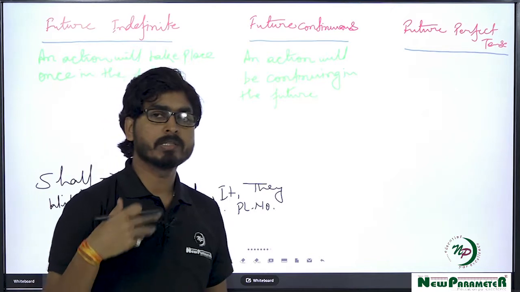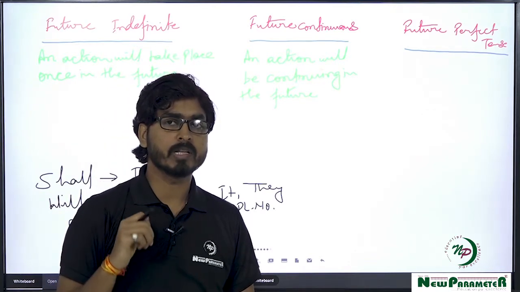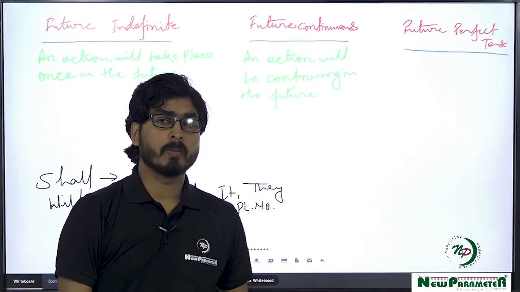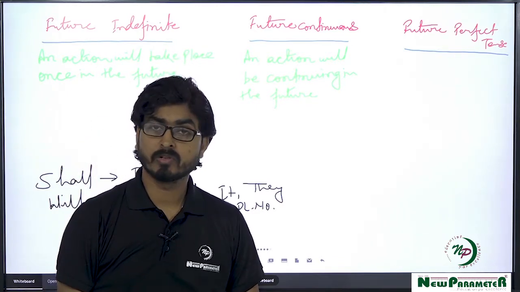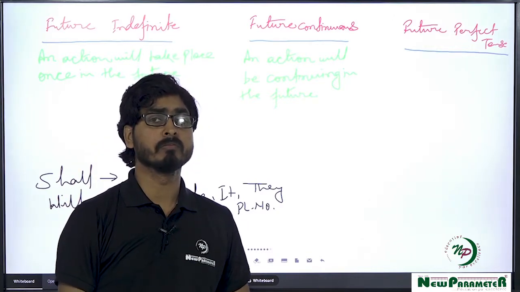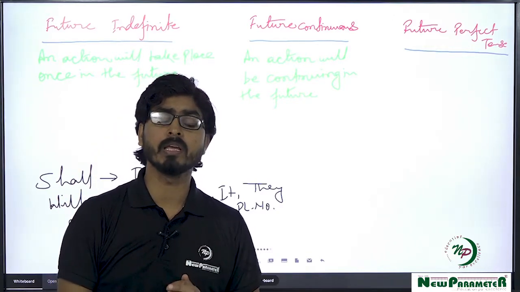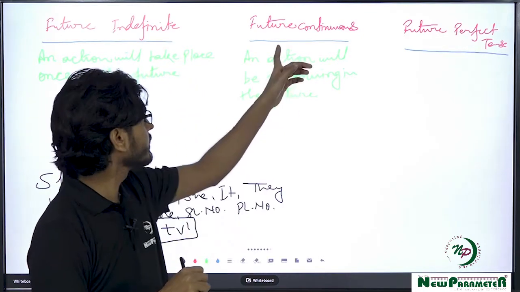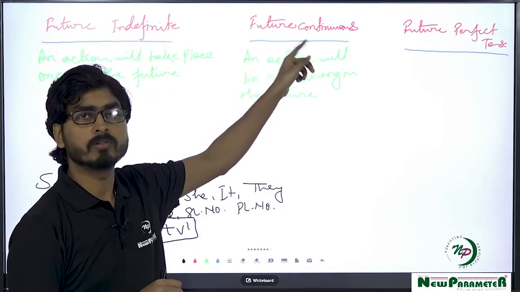Means what? Suppose I say I'll see you. I'll see you means what? I'll see you only once in the future. And what happens? I say I'll be seeing you means what? I'll meet you regularly in the future. Means what? My meeting will be continuous process in the future. So it tells what? Future continuous tense.